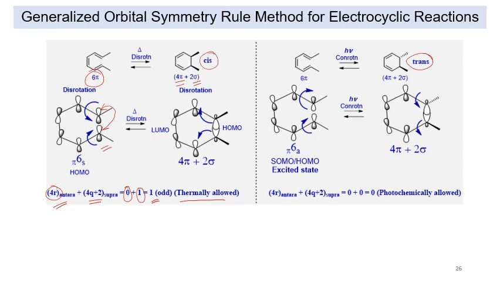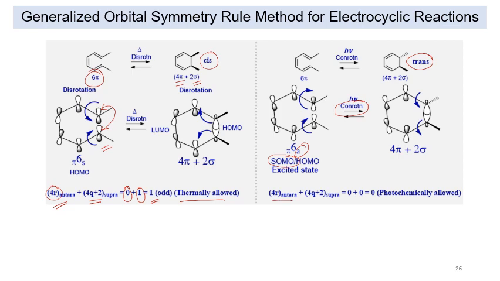On photochemical excitation, we are now seeing the orbital which is the SOMO, the singly occupied molecular orbital. That will be the pi 4. So what interactions are we seeing here? We are seeing an antarafacial interaction in the conrotatory mode. If this has to form a bond, this has to have a conrotation, and obviously this has to involve an antarafacial interaction.